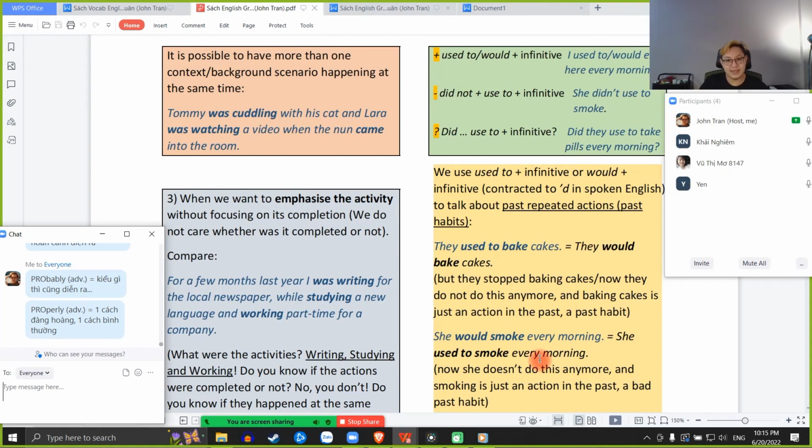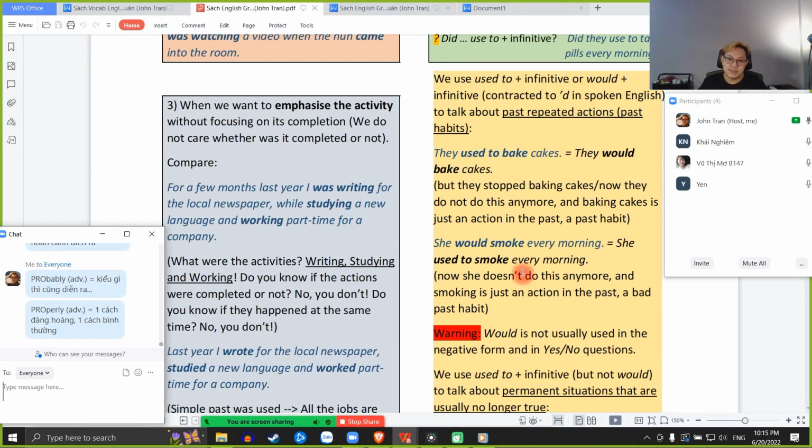Ví dụ, they used to bake cakes. Họ đã từng là nướng bánh. Nó sẽ bằng là they would bake cakes. Nhưng mà đương nhiên là bây giờ họ đã ngừng cái chuyện mà nướng bánh rồi. Hoặc là bây giờ họ không có làm điều này nữa. Và cái chuyện baking cakes nó chỉ là một cái hành động quá khứ thôi. Tức là một cái past habit mà thôi. Một cái quá khứ, một cái thói quen quá khứ mà thôi. Bây giờ không còn làm nữa.